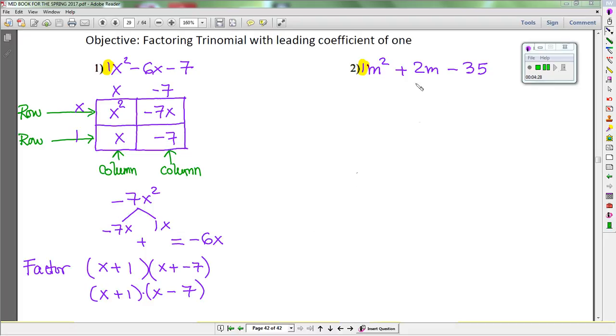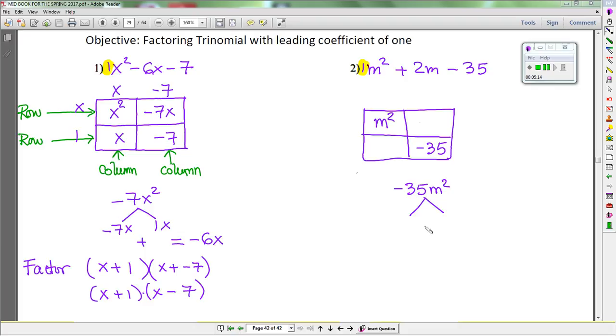So let's look at the next example here. The first step, we draw a square. Mine doesn't look like a square, it looks like a rectangle. Then you divide it into 4 equal squares. Now you put the first term in the top left corner of your 2 by 2 box, and the last term in the bottom right, and then you are going to multiply, so that will give you negative 35m squared.